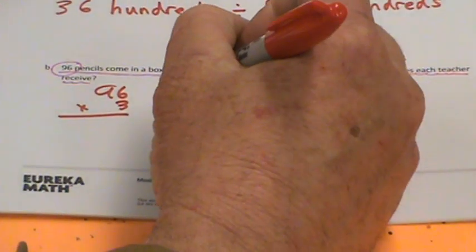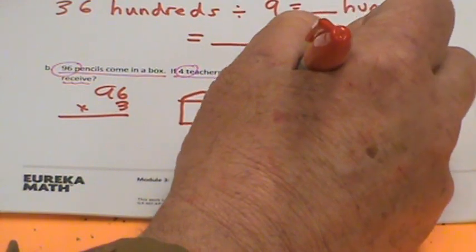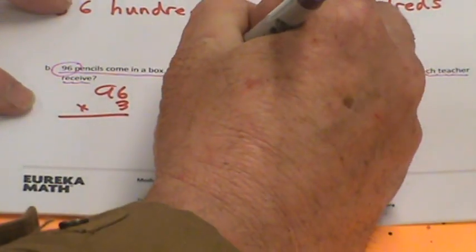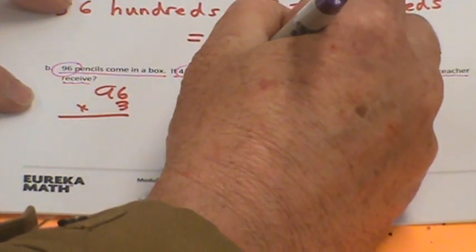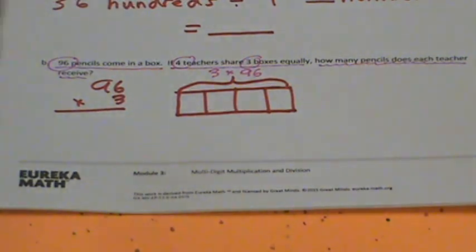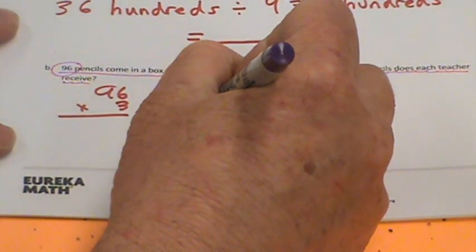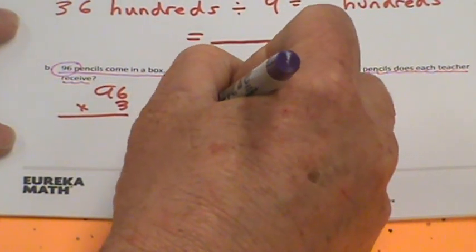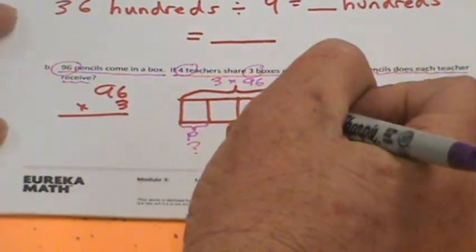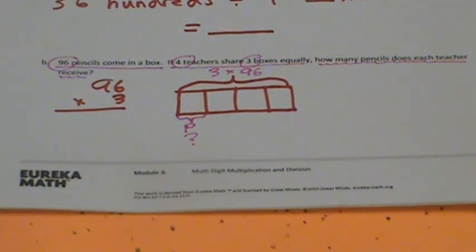We know that this total amount here is, bracket it, 3 times 96. What we don't know is how much each of those teachers will receive. And I'm going to put a P for pencils, and I'll even put a question mark underneath that to show we don't know what that is. Okay? Now we've got to figure that out. How are we going to do that?